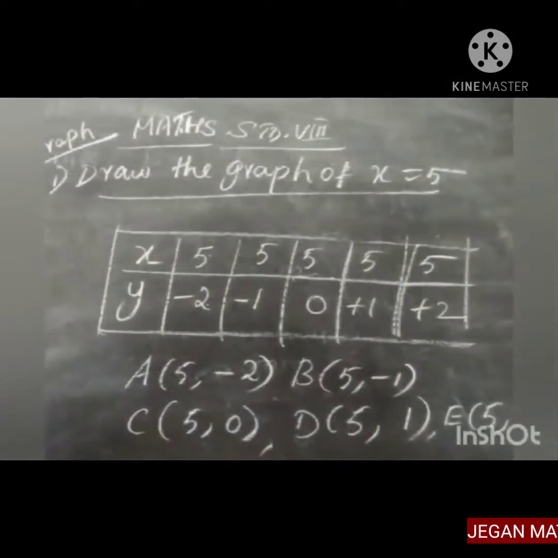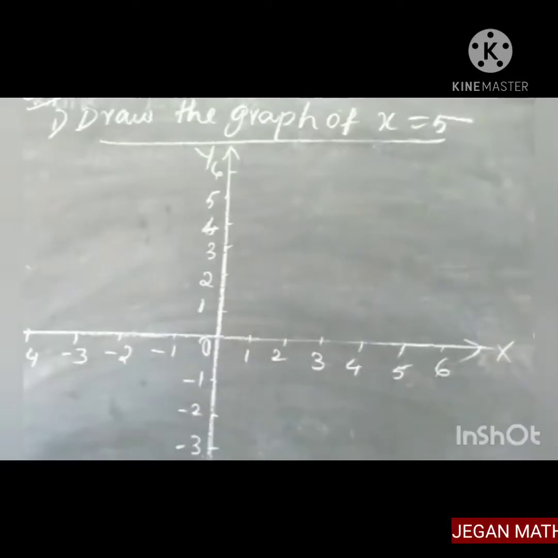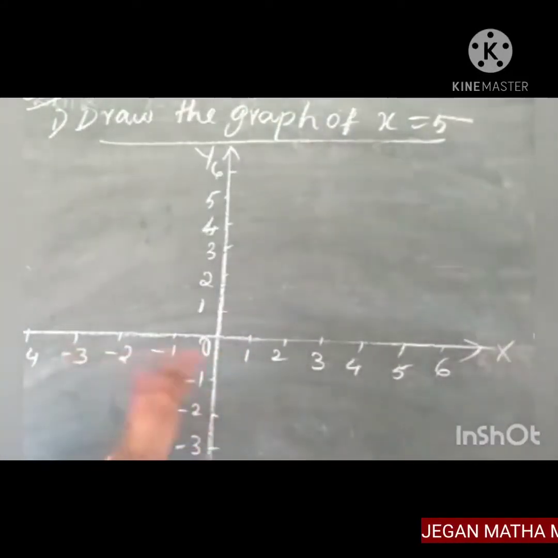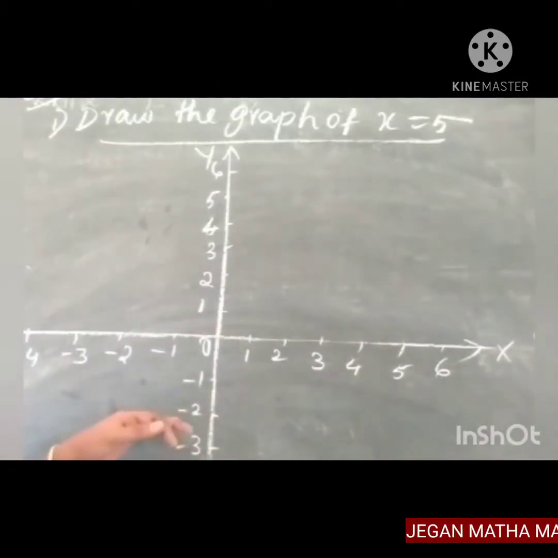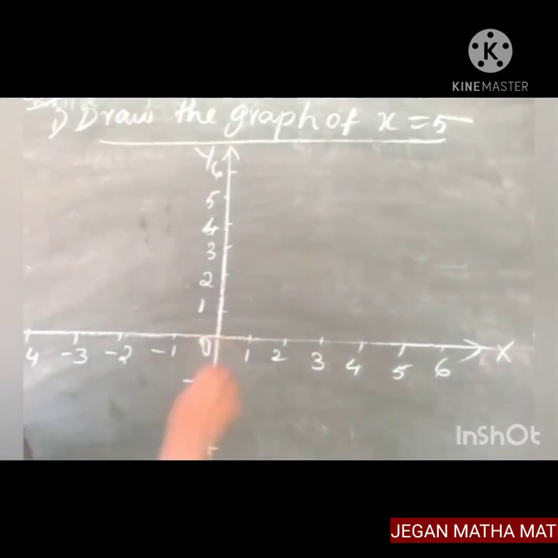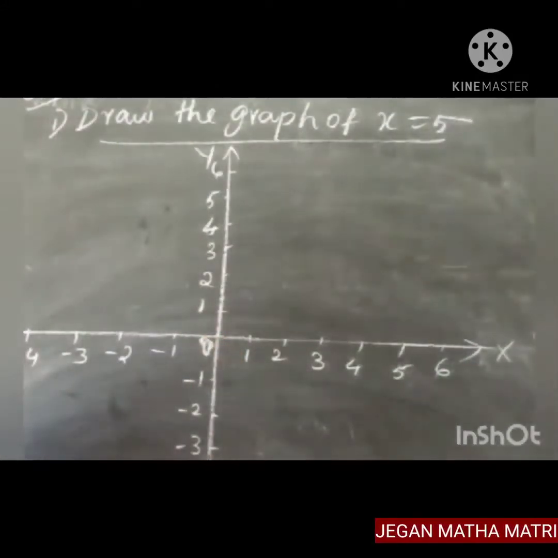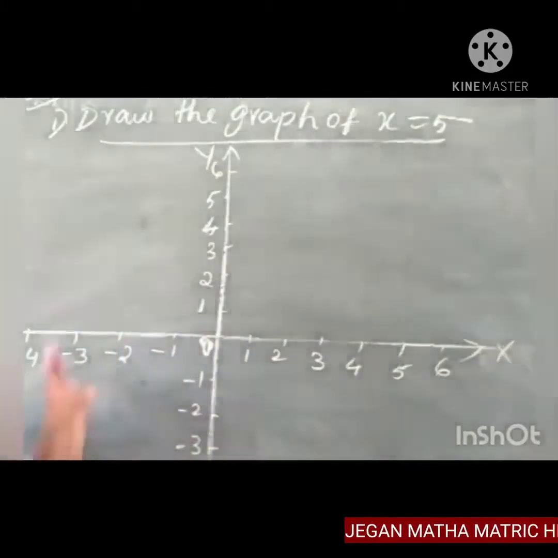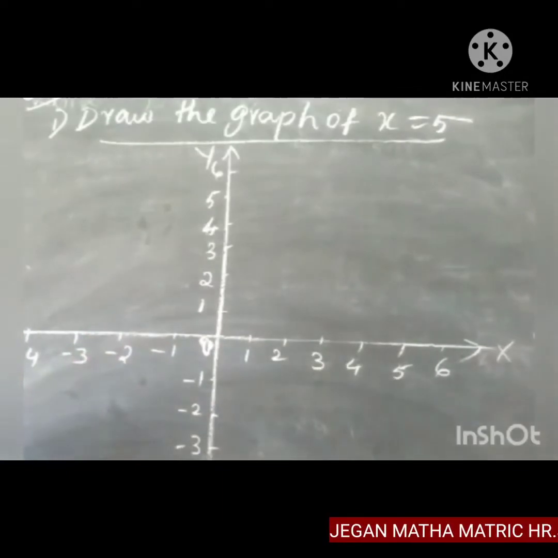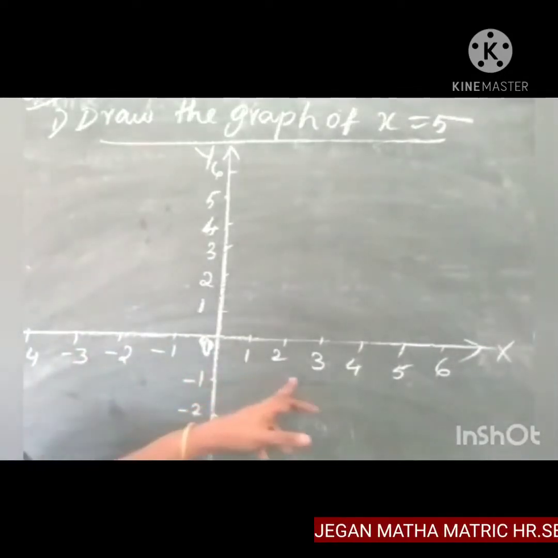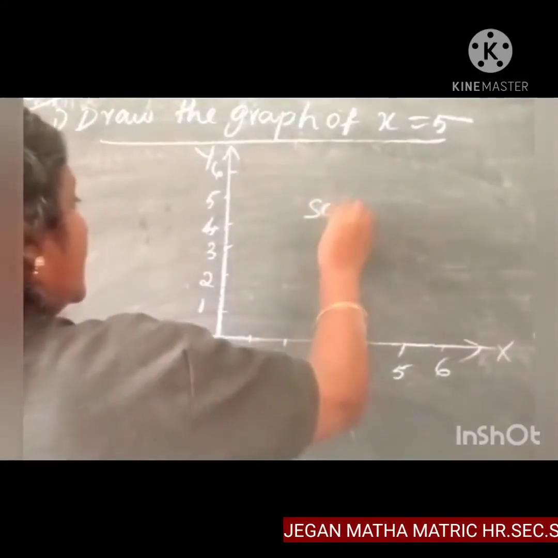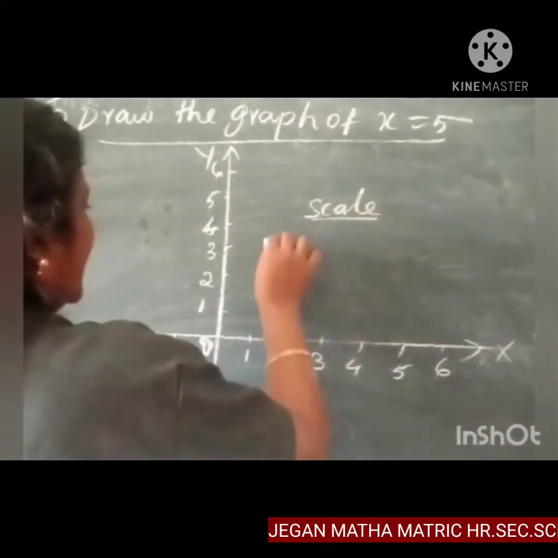Now let us see the graph sheet. You have to draw as usual. You can draw the x dash and y dash like this. Mark the 0 in the middle. Right side positive numbers, left side negative numbers. Up side positive, down side negative. Write the numbers 1, 2, 3, counting numbers, 1 unit each. So you have to write the scale as usual.